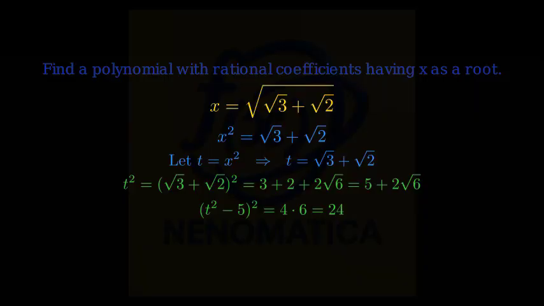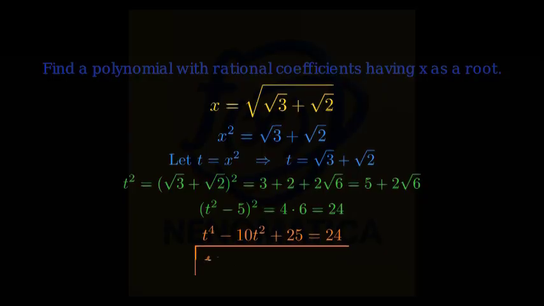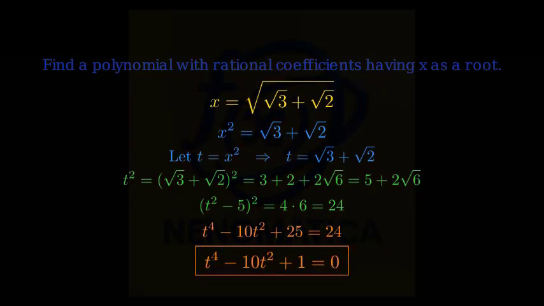Step 3. Expand the left side and simplify. We obtain t to the fourth minus 10t squared plus 25 equals 24. Therefore, t to the fourth minus 10t squared plus 1 equals 0. This is a quadratic with rational coefficients satisfied by t.